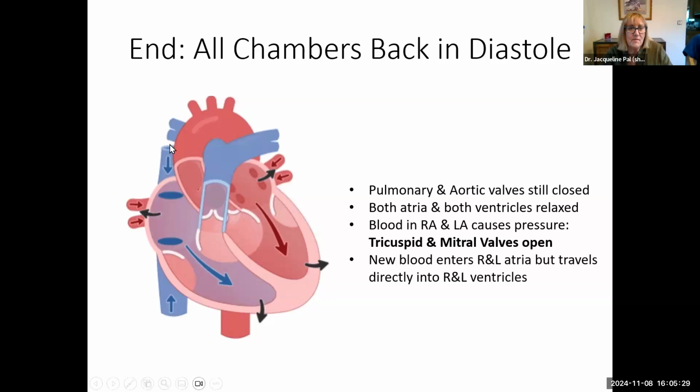And any new blood that's going into the right atrium from the vena cava or into the left atrium from the pulmonary veins is going to go directly into the ventricle. So we are going to have ventricular filling. And have you noticed that we are back exactly at our starting point? So that is one cardiac cycle.